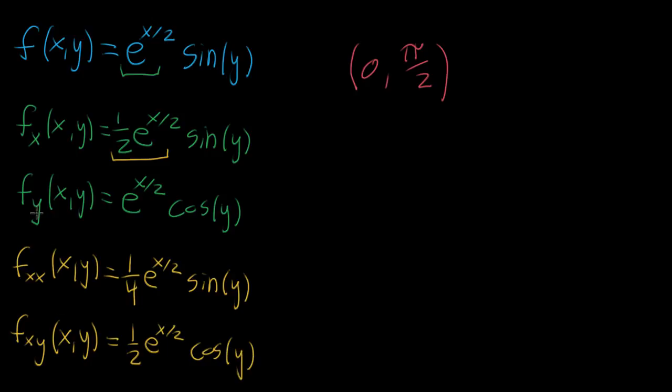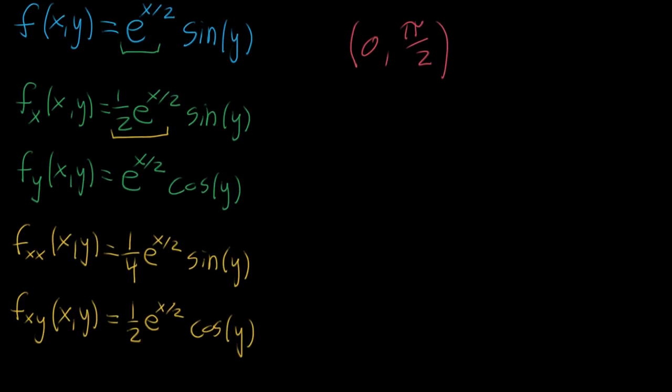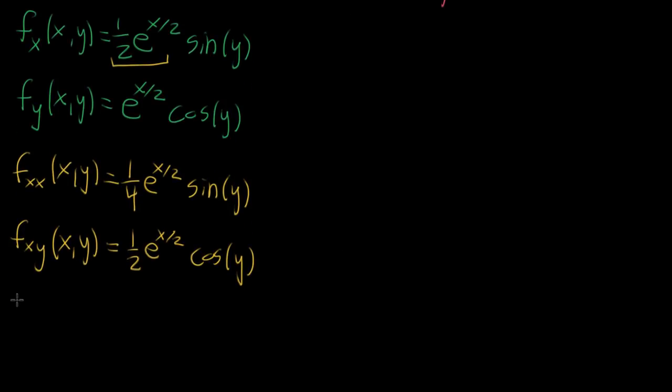And then finally, we take the second partial derivative with respect to y twice in a row. So f with respect to y twice in a row. And for this one, let's take a look at the partial derivative with respect to y. This part is the only part where y shows up. Derivative of cosine is negative sine, and then e to the x halves still looks like a constant.